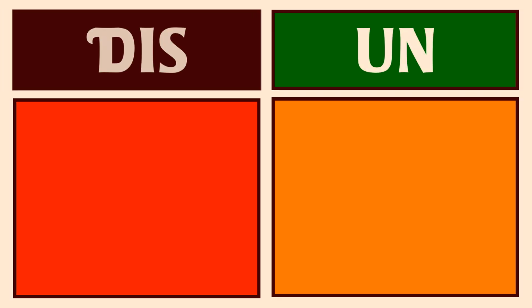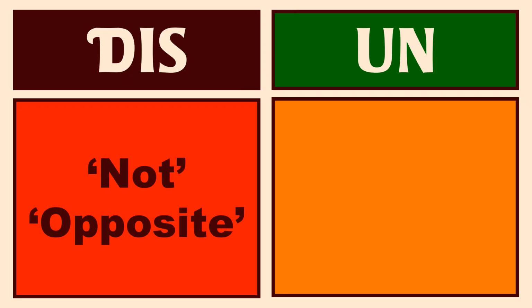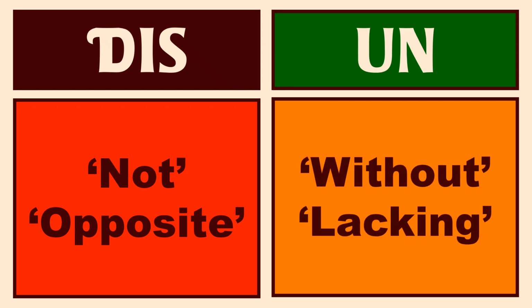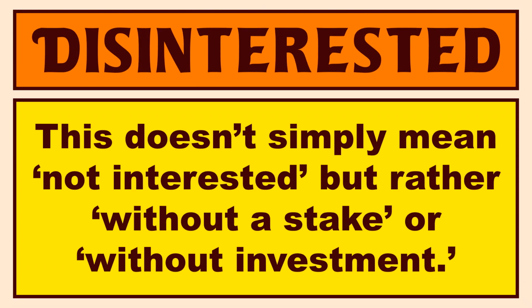It's important to note that in this context, dis means not simply not, but also opposite, where un means without or lacking. Now, if we were looking strictly at the word not, it would overlap quite significantly with without or lacking. But the word opposite is distinct because being in opposition of something is distinctly different than simply lacking something. Therefore, disinterested does not simply mean not interested, but rather without a stake in or without an investment in, as if you are not going to be getting interest from something.